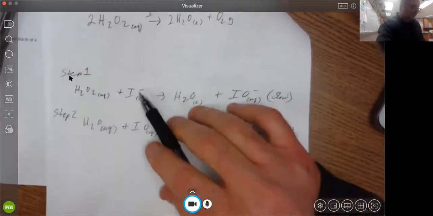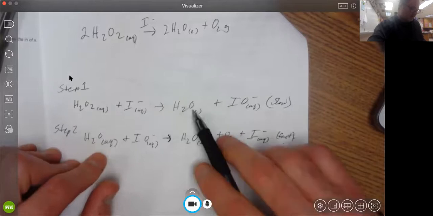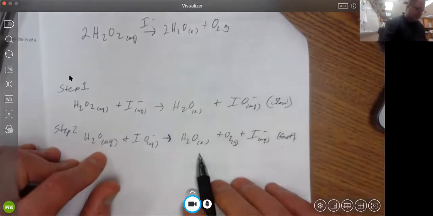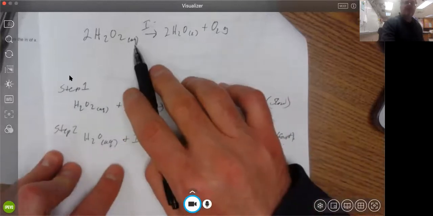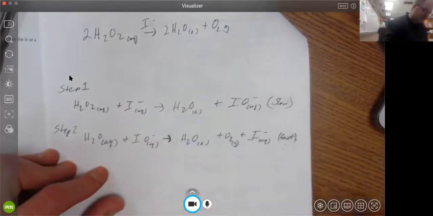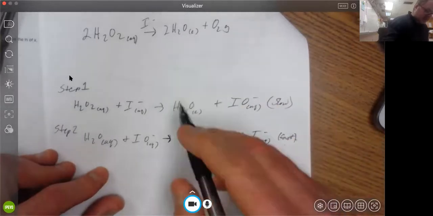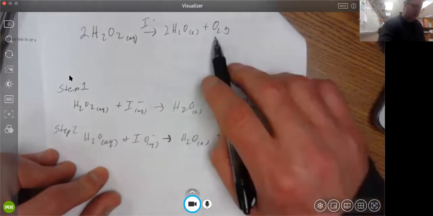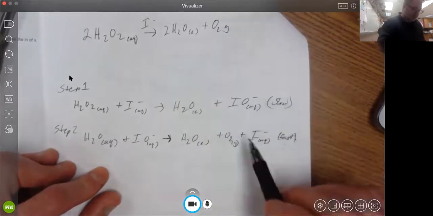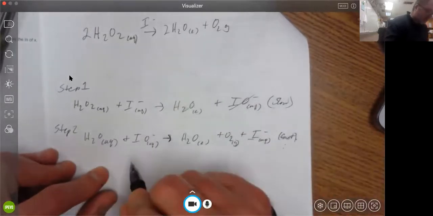All right, if we take a look, these H2O liquids are on the same side. This H2O aqueous, since everything here is in aqueous, that's going to be fine. We're not going to worry about that one. The H2O liquids are on the same side, so that's how we get the 2 H2O liquid. The O2, that's how we get the O2. So the only intermediate here is actually this IO negative.